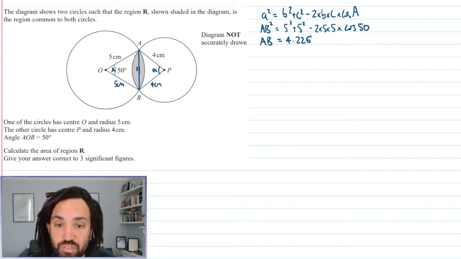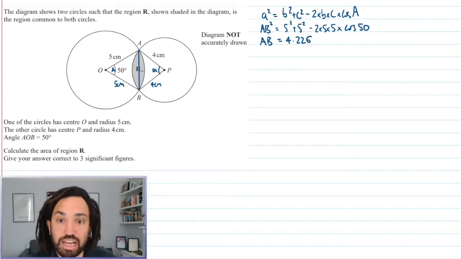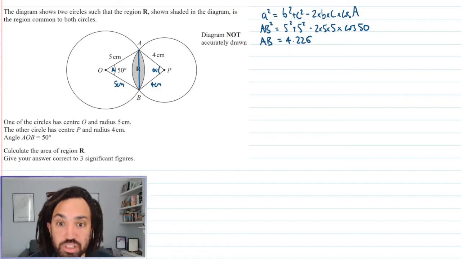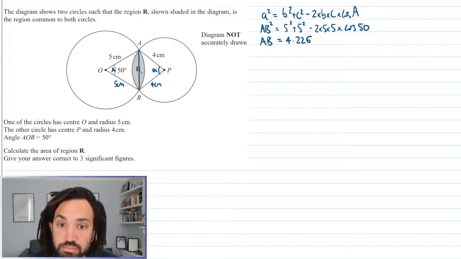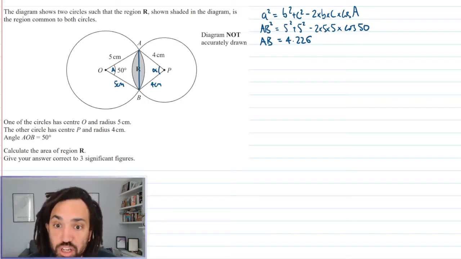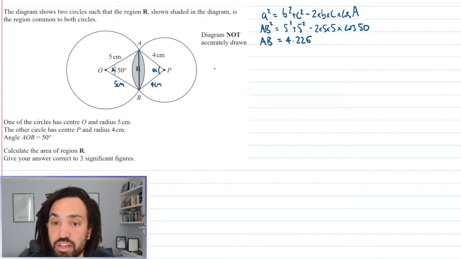And what I want to find now is alpha, the angle on the other side, the other triangle. So in order to do this, I need to use the cosine rule again, but I need to reverse it so that I can find an angle. So I need to rewrite the cosine rule.